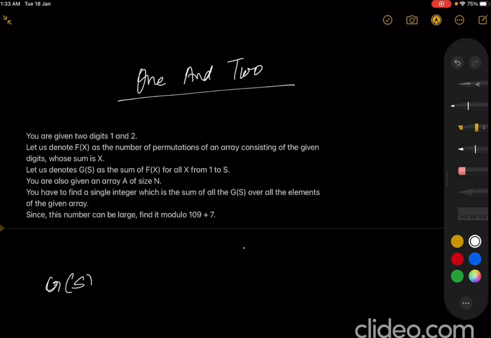So g of s is basically equal to the sum over f of x where x lies between 1 and s, okay? And f of x is the number of permutations of an array consisting of only the digits 1 and 2 with sum being x. And you're also given an array a of size n, okay? You have to find a single integer which is the sum of all g of s over all the elements of the given array. Since this number can be large, print its modulo 10 to the power 9 plus 7, okay?